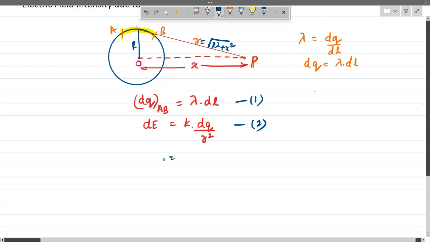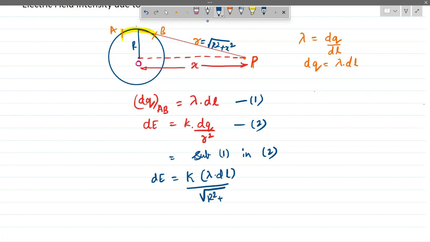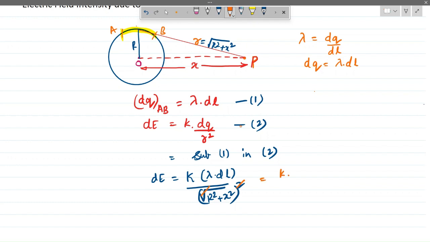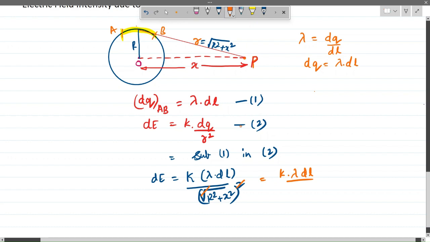Now substitute equation 1 in 2. We know that dE is equal to k into dq, which is lambda into dl, upon r square, which is nothing but root of R square plus x square whole square. Now the square and the root get cancelled, so it is k into lambda dl upon R square plus x square.